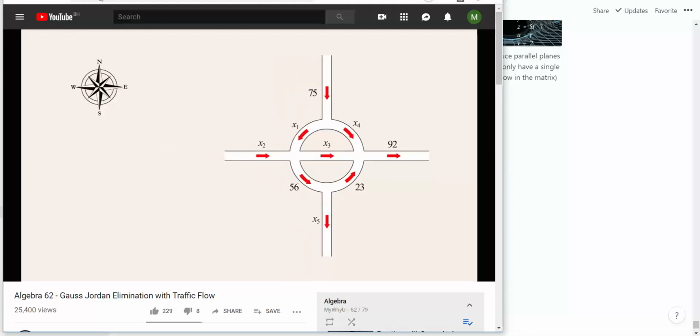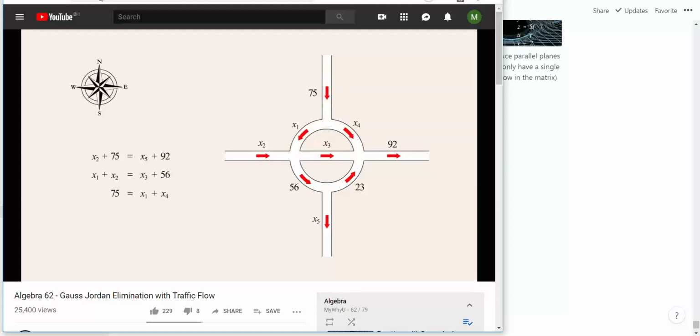The first equation they created equated the total traffic flow into the traffic circle to the total traffic flow out. They also wrote 4 equations for the traffic flow through the 4 intersections. Traffic flow into the west intersection equals traffic flow out of the west intersection. Traffic flow into the north intersection equals traffic flow out of the north intersection.